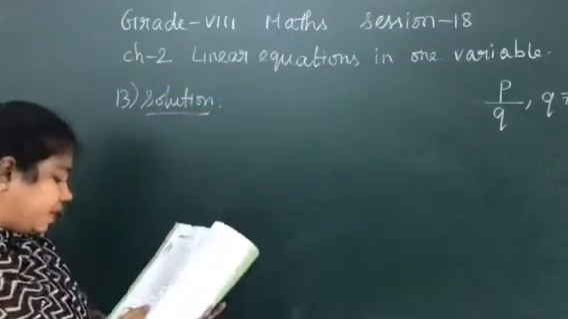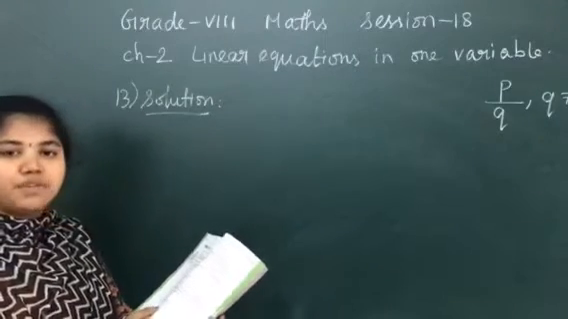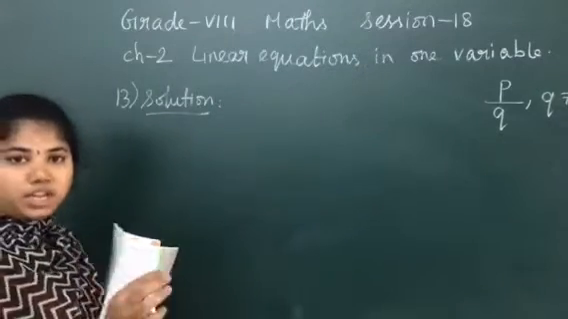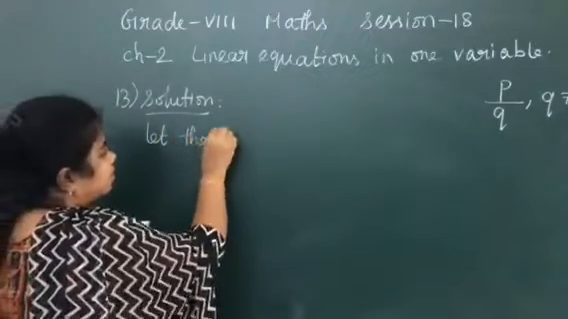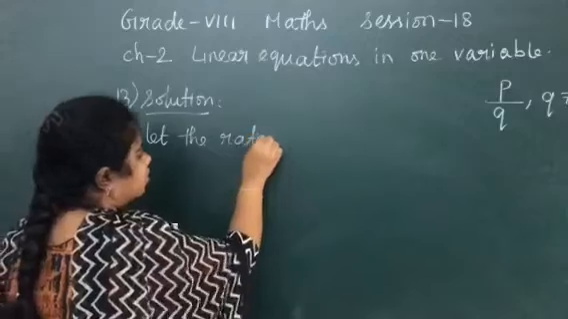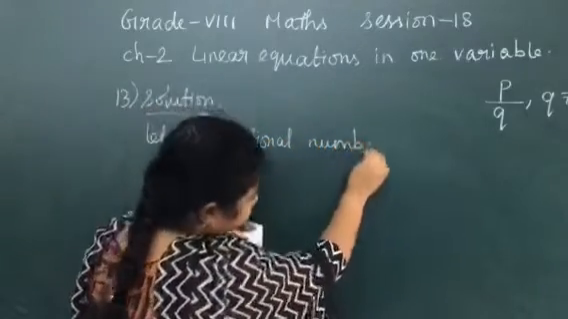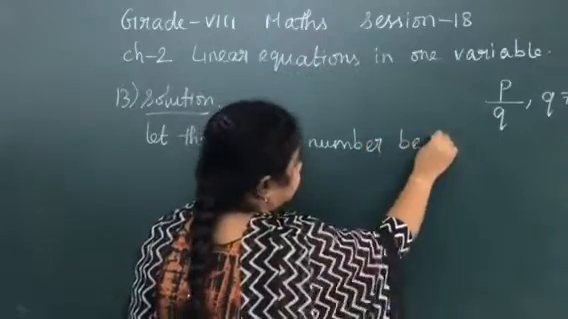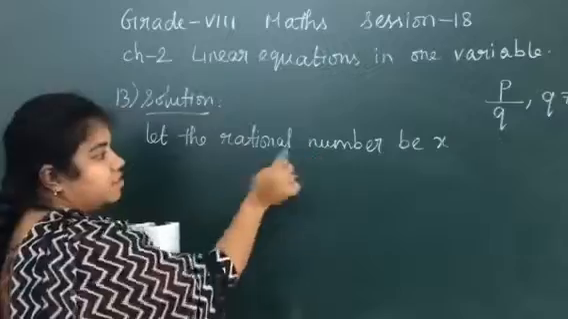See the first statement: a rational number is such that when you multiply it by 5/2. You don't know what the rational number is, right? So let us consider the rational number as x. Let the rational number be x. Now the rational number we have considered as x.